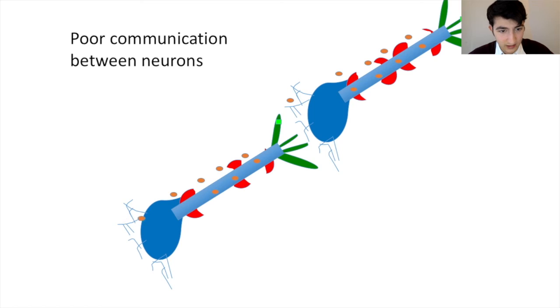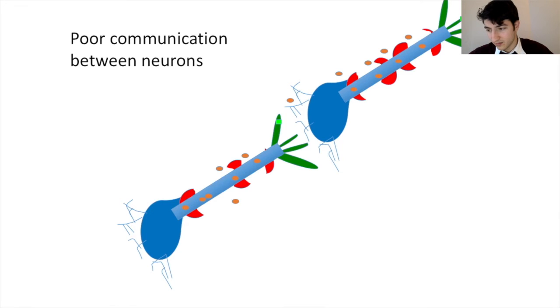The ion enters. This is normal. All good so far. And suddenly the ions just leak out of the neuron because there's not that insulation, and thus the information can't go all the way through the neuron, and it can't be transmitted to another neuron. So multiple sclerosis really leads to poor communication between neurons.